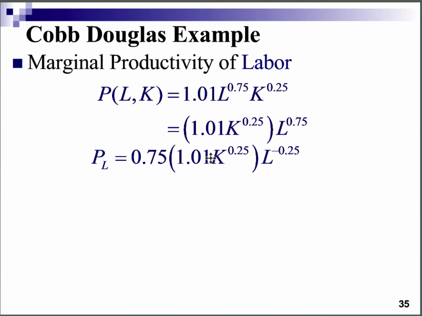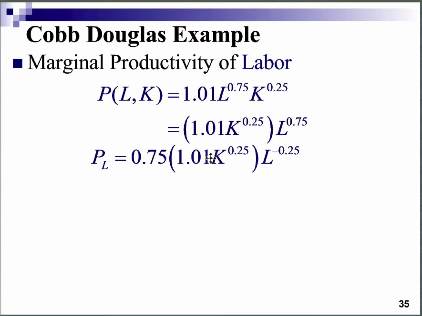The way we do that is we take the 0.75, we bring it out front, we multiply by the existing constant that's there, 1.01, K to the 0.25. Then we keep the variable L, but we reduce its power by exactly 1. 0.75 minus 1 is negative 0.25. Now let's clean that up.